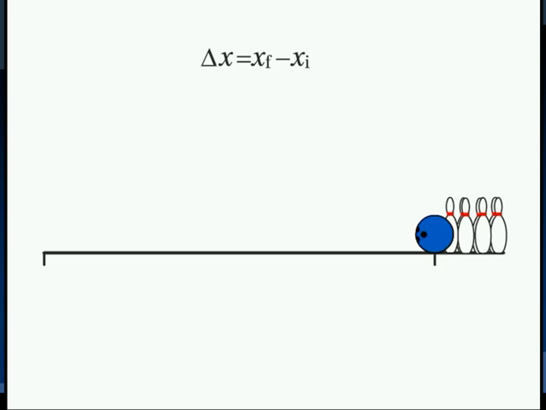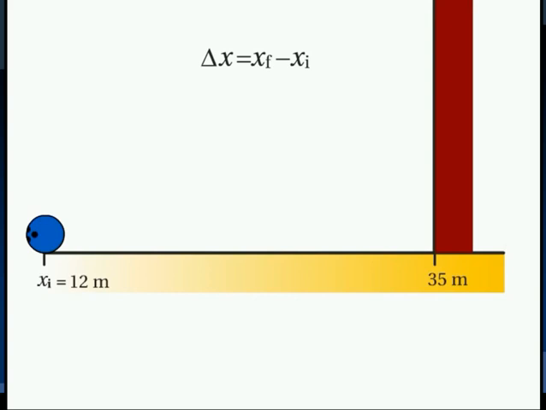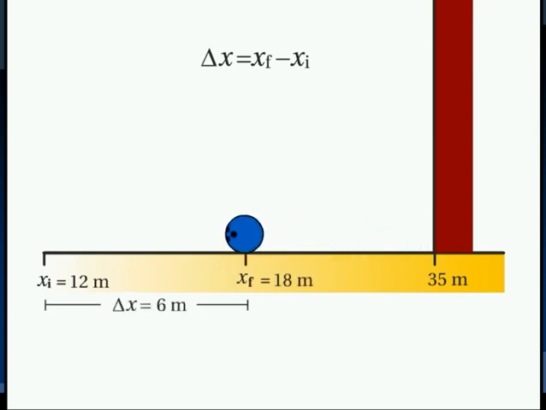But what happens if the ball travels from the 35-meter mark to the 12-meter mark? If the ball travels from an initial position x equals 35 meters to a final position x equals 12 meters, the displacement is negative 23 meters. Keep in mind that the displacement is not necessarily the total distance covered. If the ball were rolling along from an initial position of 12 meters, hit a wall at 35 meters, and rolled back to a final position of 18 meters, the overall displacement is only 6 meters. When working with displacement, always look at the initial position and the final position of your object.